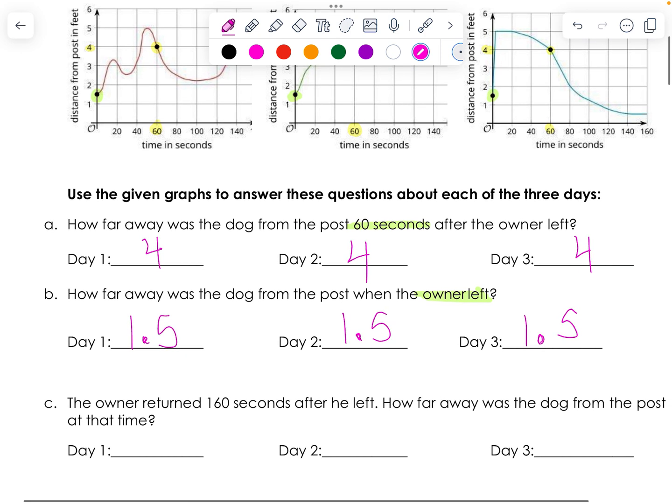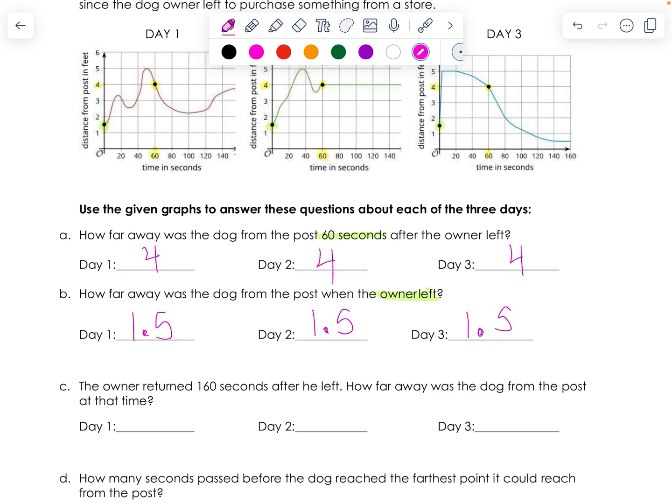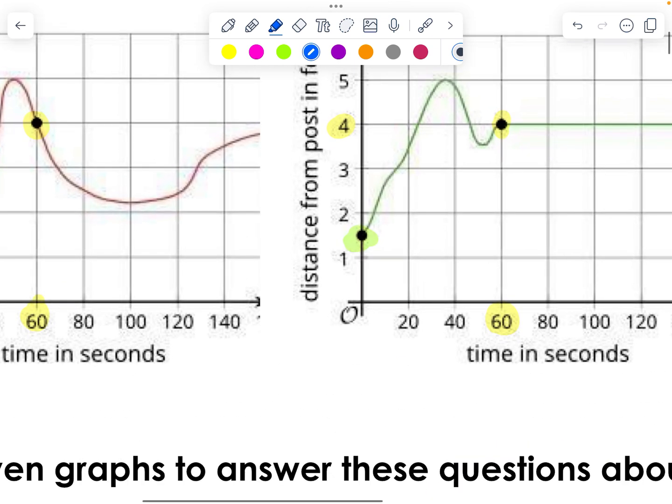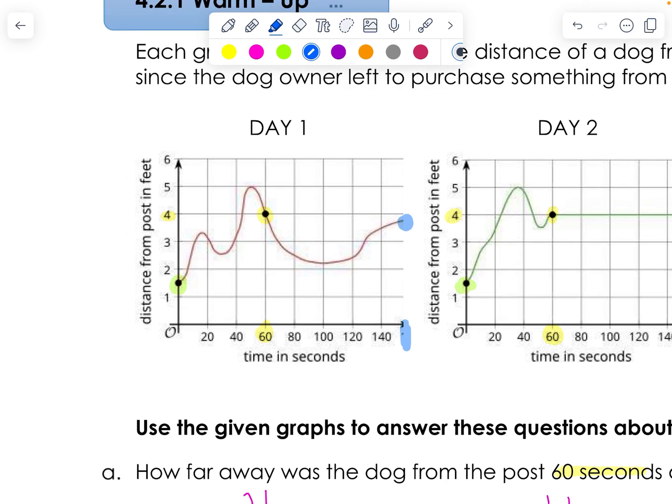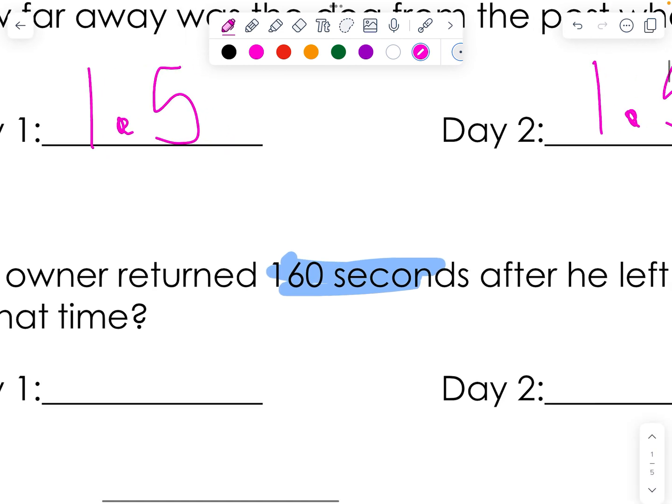And then C says, the owner returned 160 seconds after he left. How far away was the dog from the post at this time? So we are looking at 160 seconds. Sorry, I'm color coding, hold on. So 160, that's the very end of our graph. You can't even see the number here, it got cut off, but that's okay. So day 1, we're just below 4, so 3.8, 3.9, something around there would be fine.